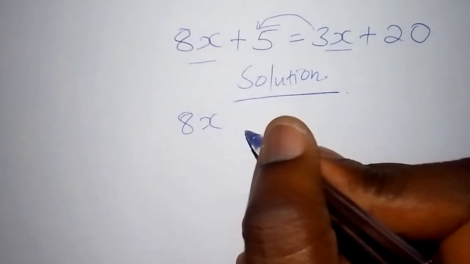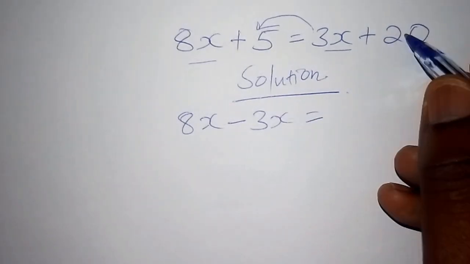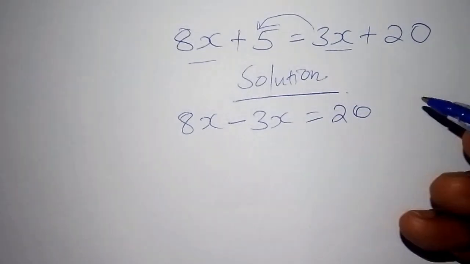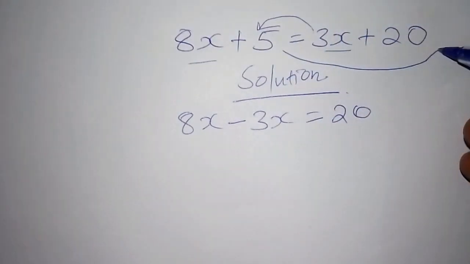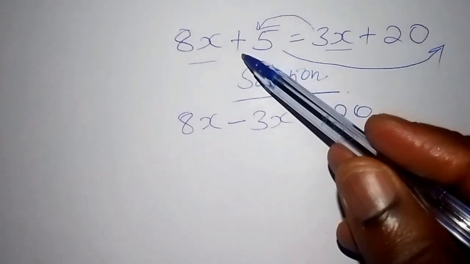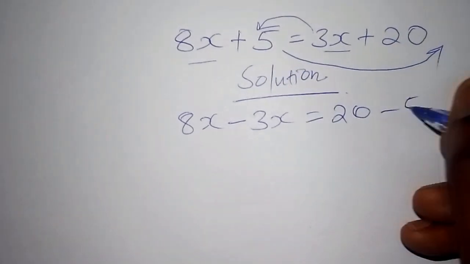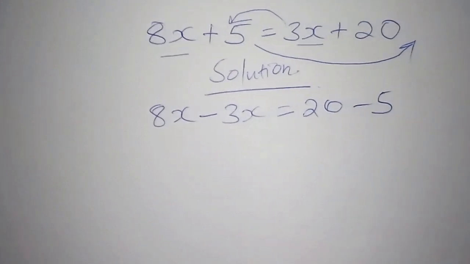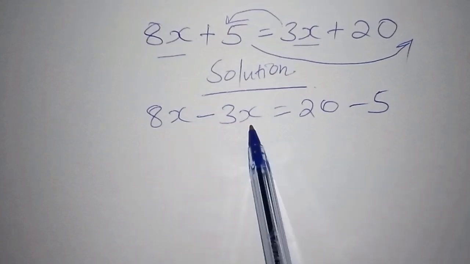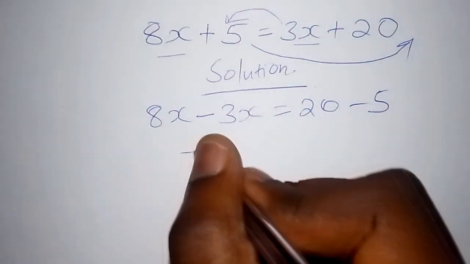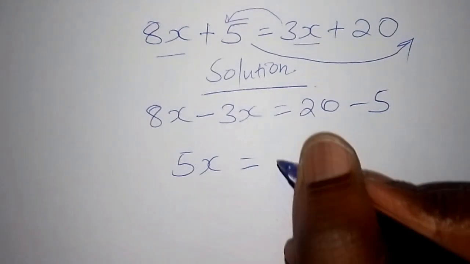Now we shall have 8x - 3x = 20, that is positive 20. We want to bring this positive 5 to this other side. It was initially positive 5, and when it crosses the equal sign, it shall be minus 5, meaning negative 5. From here we have 8x - 3x, and 8x - 3x gives 5x = 20 - 5, which is 15.